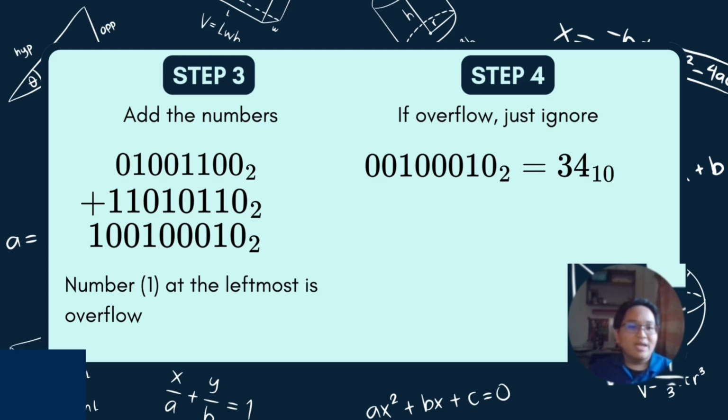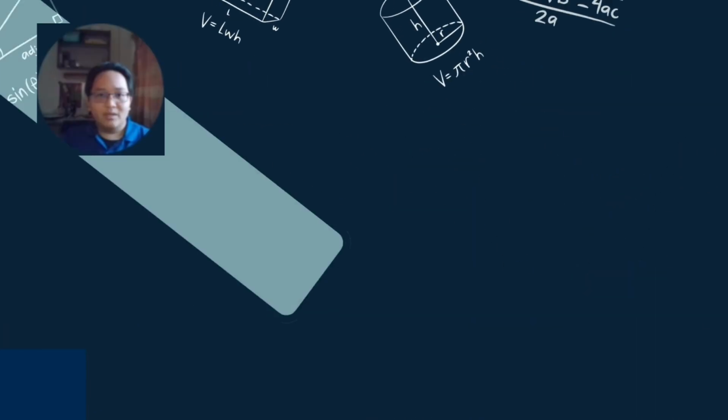10010010. Here we can see the number 1 at the leftmost, and it is the overflow. However, the overflow in the second complement, we just need to ignore it, and we just keep the 8-bit form of the number, which is 00100010, and it is our final answer, which is equal to 34 in decimal.